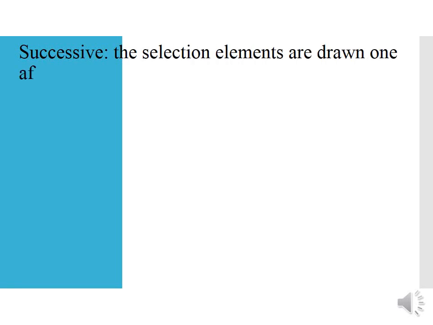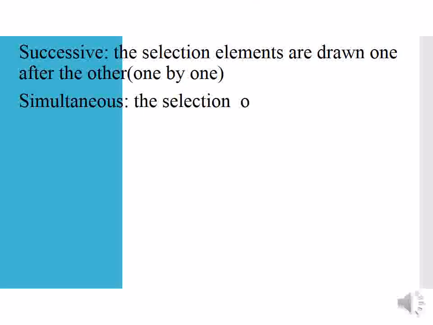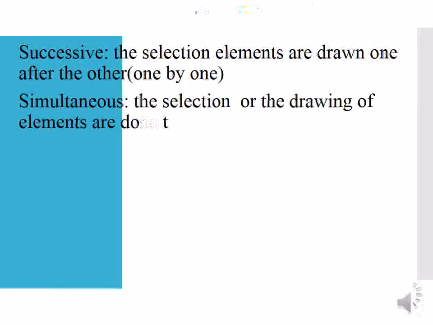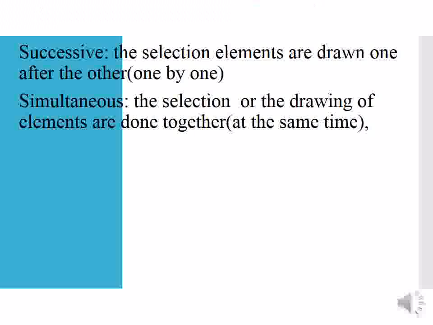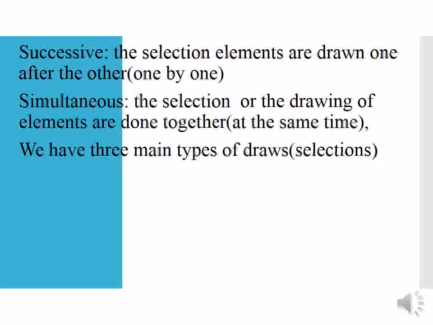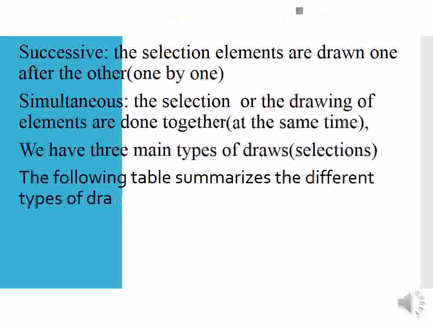So we have the word successive, as we said previously. Successive is an important word. The selection elements are drawn one after the other, one by one, with order. Simultaneous, the selection or the drawing of elements is done together at the same time in one hand. We have three main types of drawings of those selections. The following table summarizes the different types of those selections.